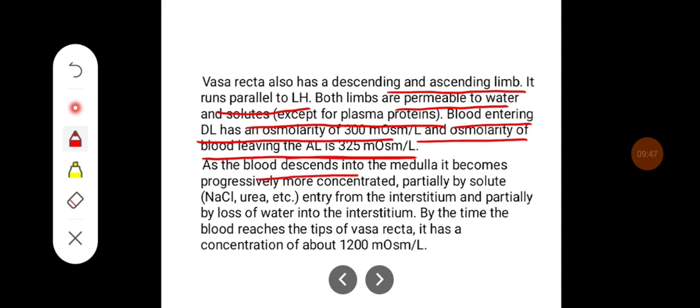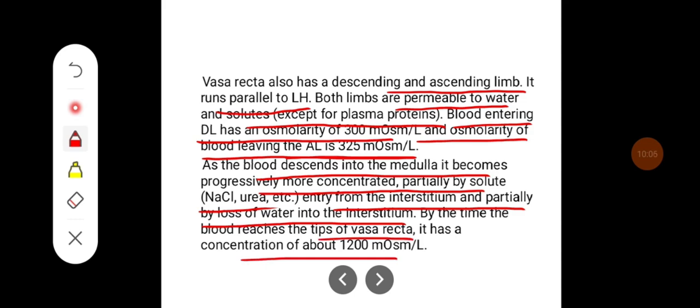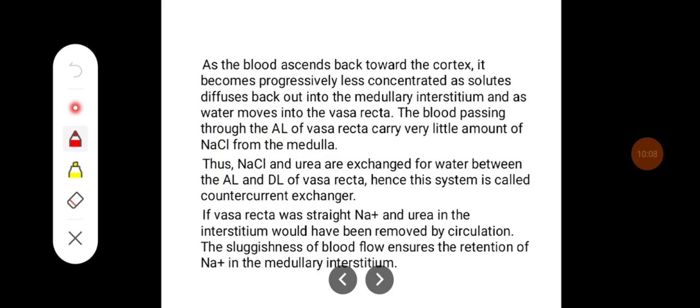As the blood descends into the medulla, it becomes progressively more concentrated, partially by solute entry from the interstitium and partially by loss of water into the interstitium. By the time blood reaches the tip of the vasa recta, it has a concentration of about 1200 milliosmoles per liter. As the blood ascends back towards the cortex, it becomes progressively less concentrated as solutes diffuse back into the medullary interstitium and as water moves into the vasa recta.